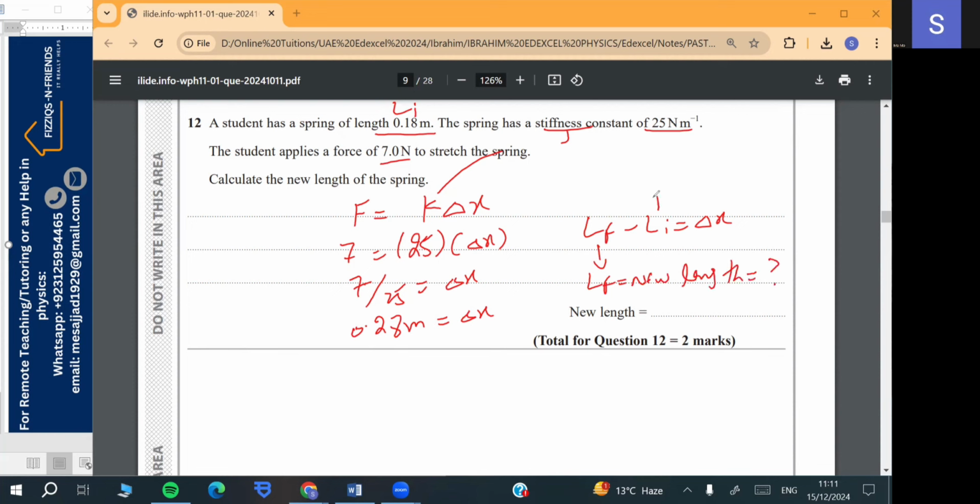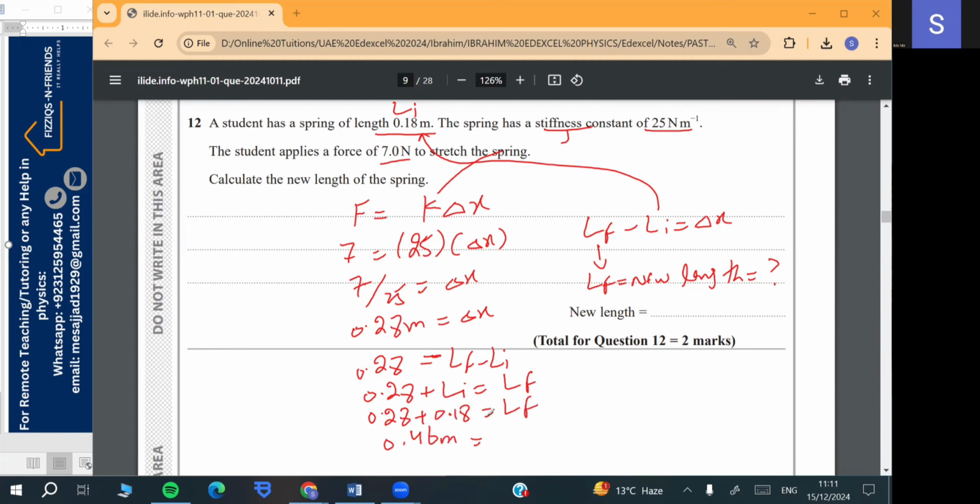This is your new length, and this is your initial length, okay? So all you need to do is put in LF minus LI. Then LI has to go to the left-hand side, and it will give you the final answer, equal to 0.18 plus 0.28, which is 0.46 meter, okay?